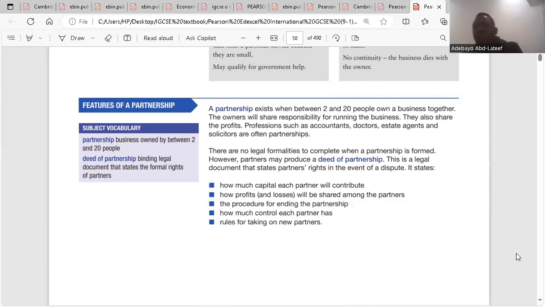So go to partnership. When we talk about partnership, we're talking about business organizations that 2 to 20 people come together to form, with the aim of making profits. That's a partnership. Is it clear?